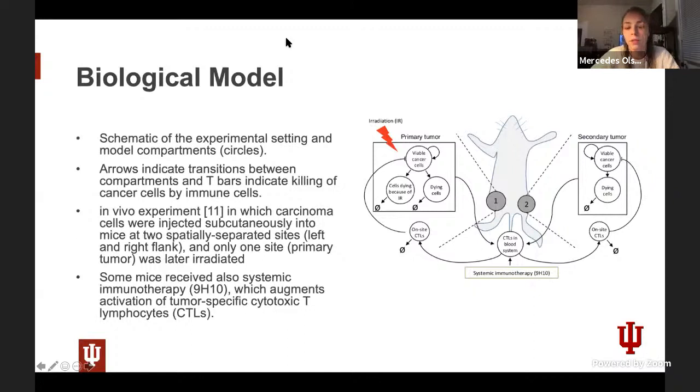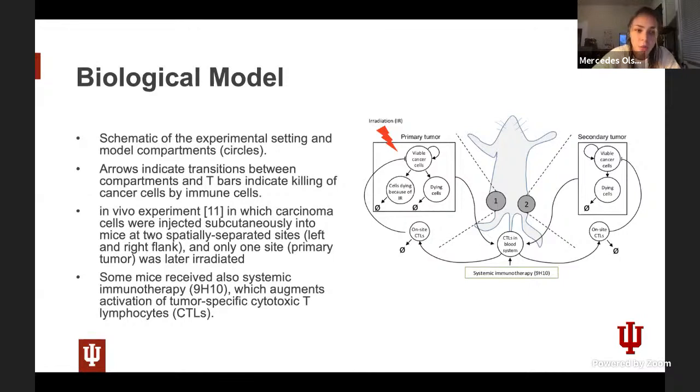I grabbed a schematic from the paper. I just thought it was kind of a nice visual to look at. And basically it shows that there are different types of cells in the circles, and then the arrows show the transitioning between compartments. And then the little T-bars here indicate the killing of cancer cells by the immune cells.